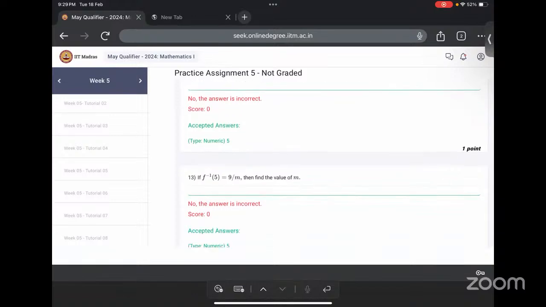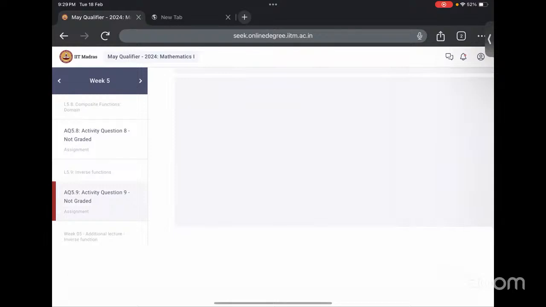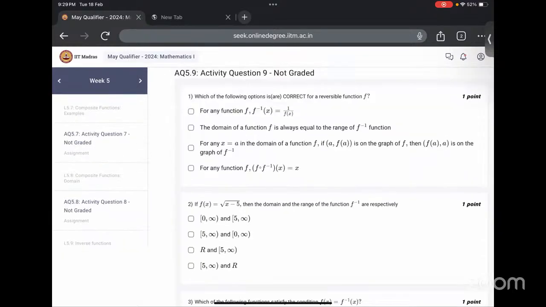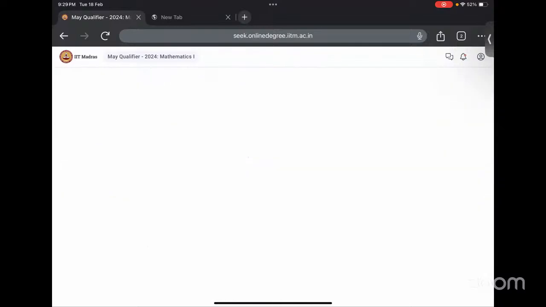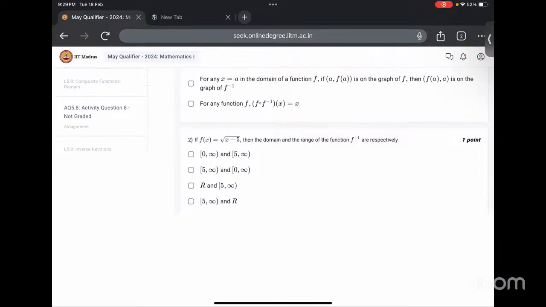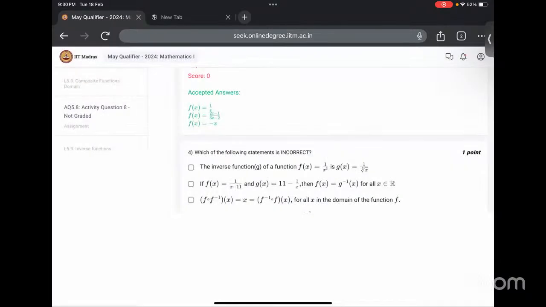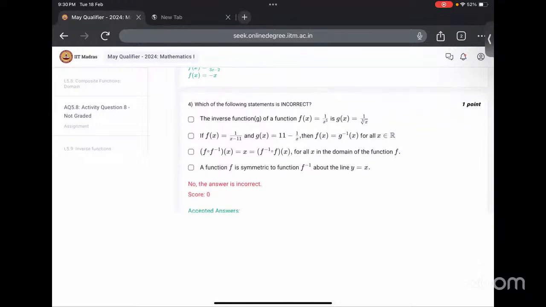Ma'am, I have a doubt in activity 5.9, question number 4 and question number 1. 5.9. Yeah. Question number 1. Yes. Okay. And question number 4. Inverse of the function f of x equals to this. So inverse we can calculate, right?